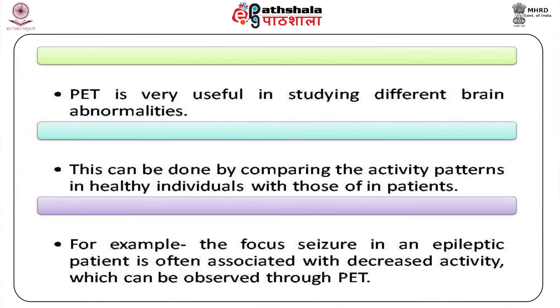PET is very useful in studying different brain abnormalities by comparing the activity patterns in healthy individuals against the patterns obtained in patients. For example, the focal seizure in an epileptic patient is often associated with decreased activity, which can be observed through PET. Various psychiatric disorders, such as schizophrenia and manic depression, can result in altered PET activity, as can Parkinson's disease, epilepsy, multiple sclerosis, cerebrovascular disorder, Alzheimer's disease, and so forth.